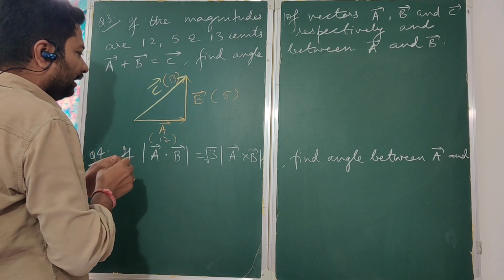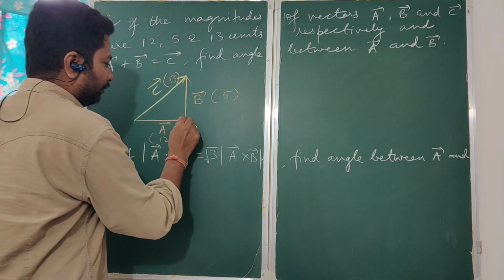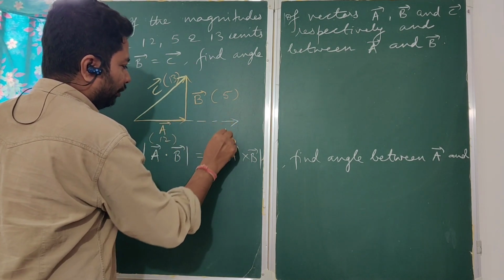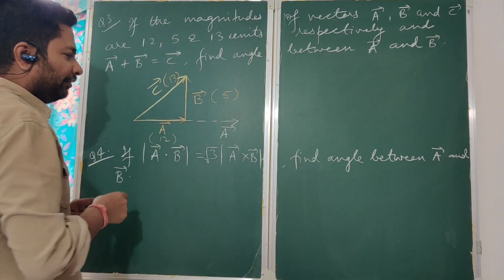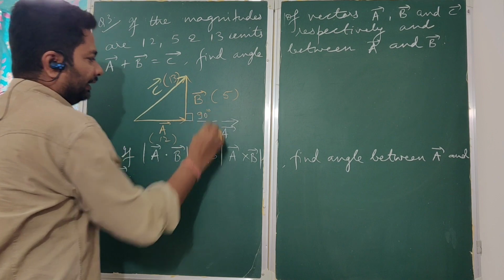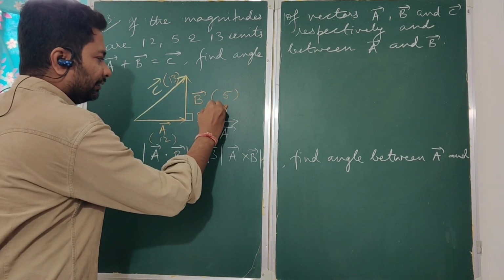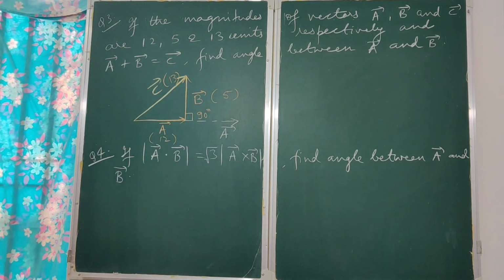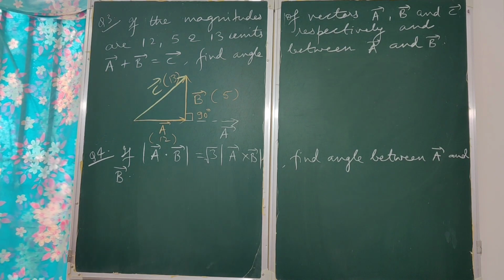They are asking the angle between a vector and b vector. So when you extend, this is the direction of a vector, this is the direction of b vector. So what is the angle between them? It is 90 degrees. Are you able to understand this?